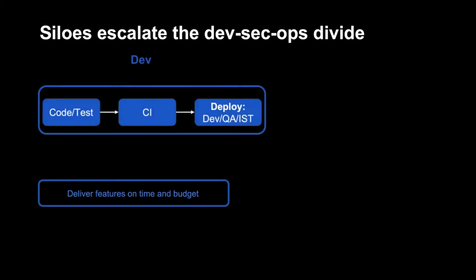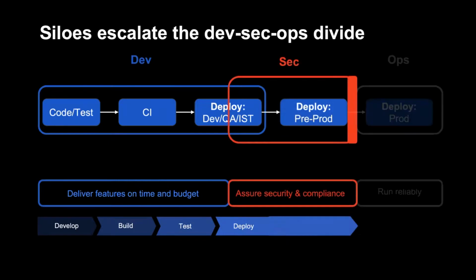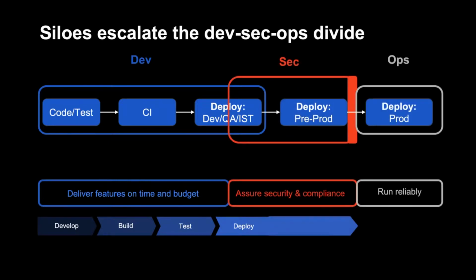Now, I was talking about the silos, right? What really causes these silos? So let's just take a look at that. So typically what we've seen is this is what the developers focus on. They want to code new features. They want to deliver features on time and budget. Now the security teams may want to make sure that you update your dependencies, you keep your code secure. And then comes the ops team, where they want to make sure everything is running reliably, right?